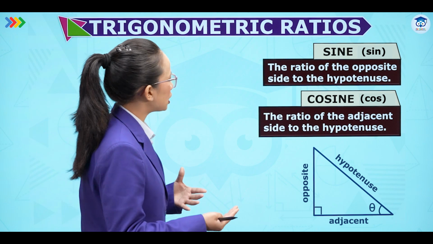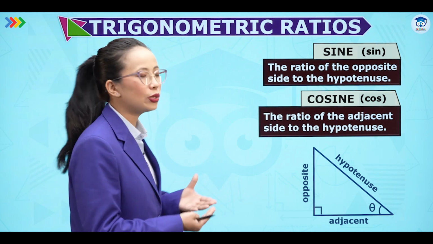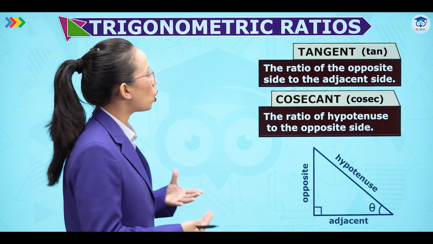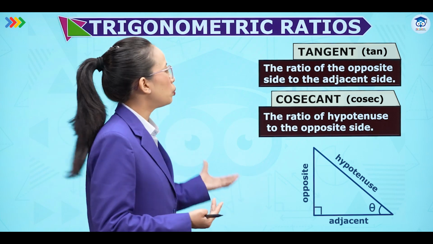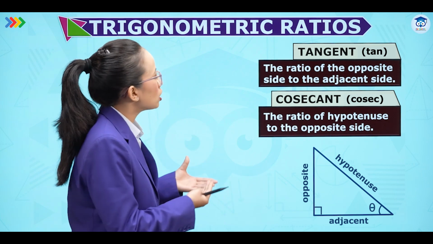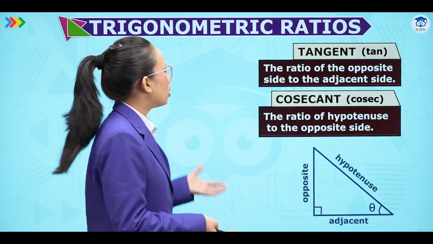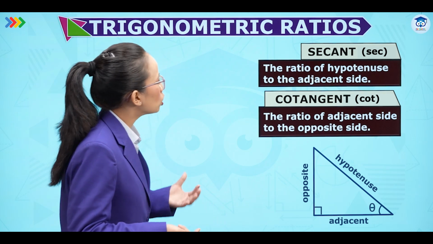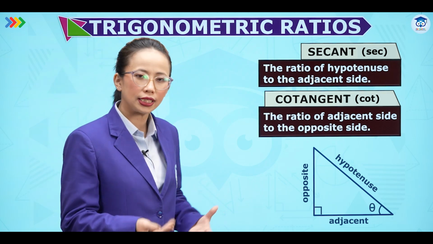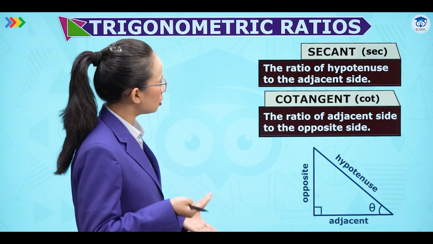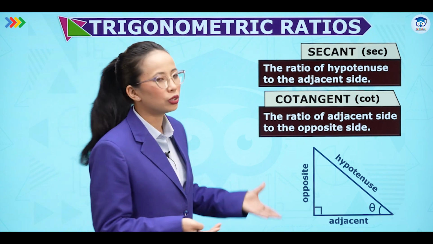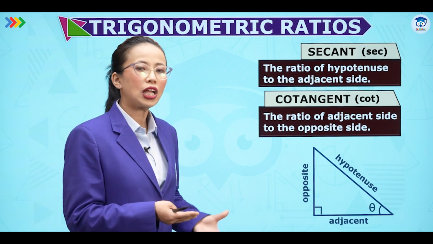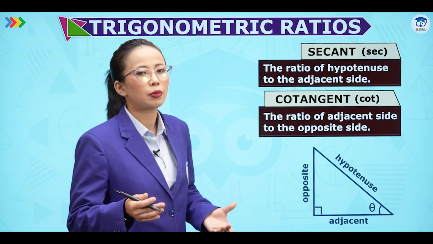Then we have cosine, the ratio of adjacent to the hypotenuse. Then we have tan, the ratio of opposite to the adjacent side. Then we have the cosecant, also known as cosec, the ratio of hypotenuse to the opposite. Then we have sec, the ratio of hypotenuse to the adjacent. Last we have the cotangent, that is cot, the ratio of adjacent to the opposite side. All these ratios will be used in these applications, and then we'll be calculating some unknown values.